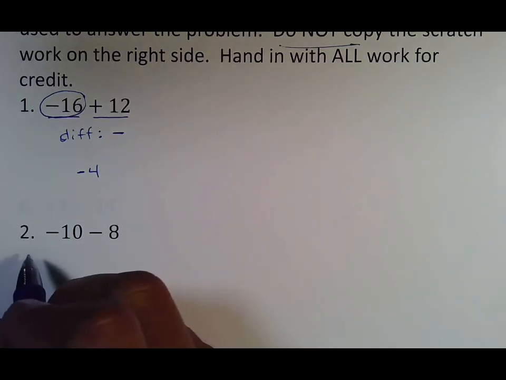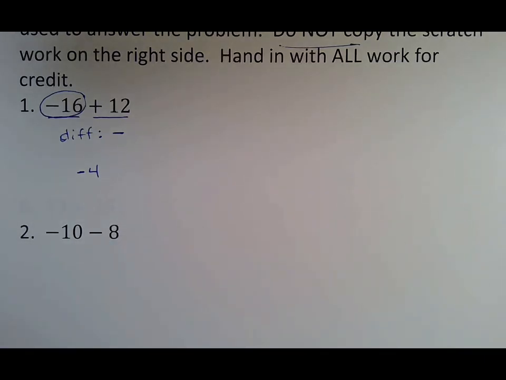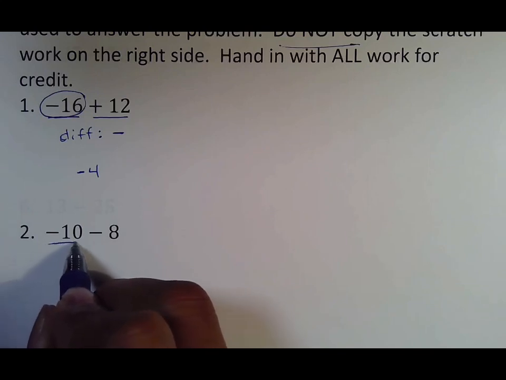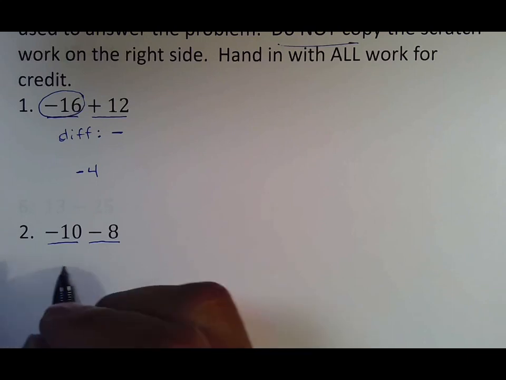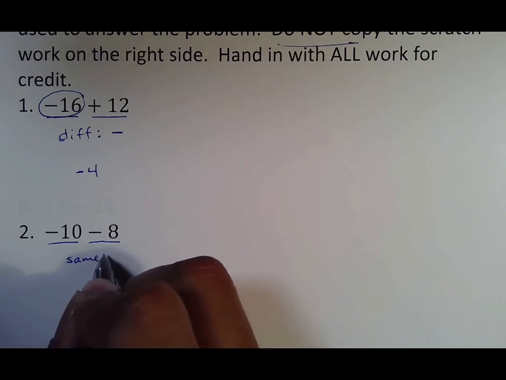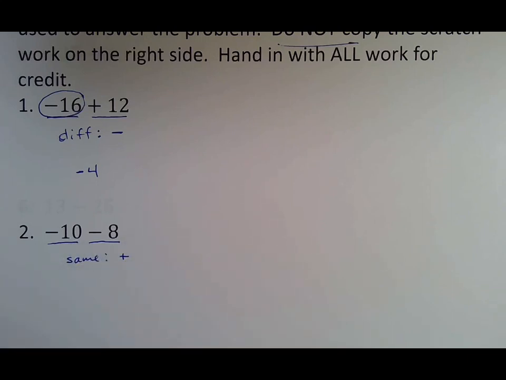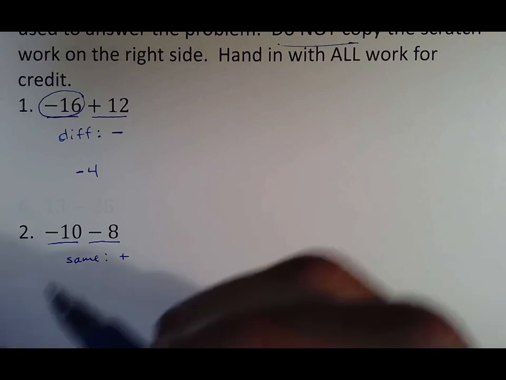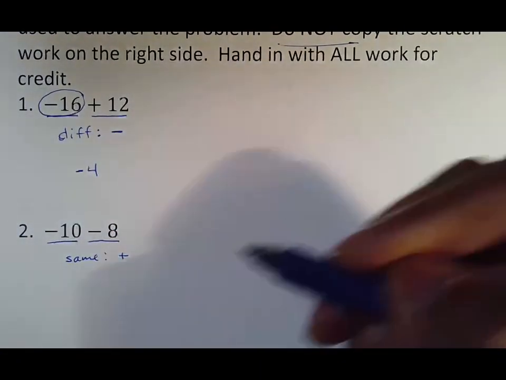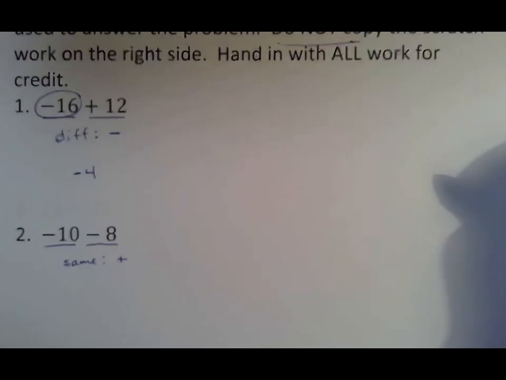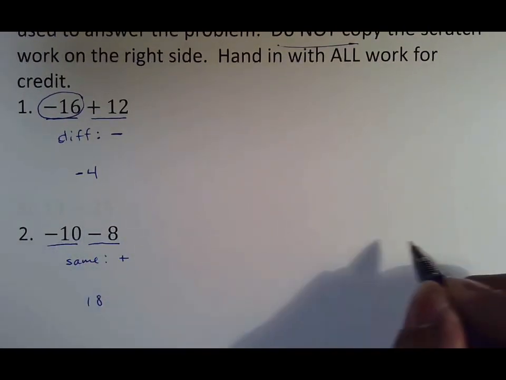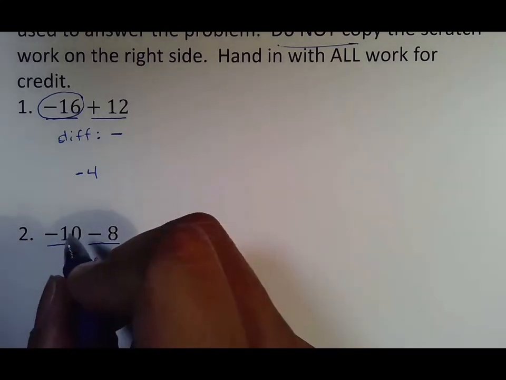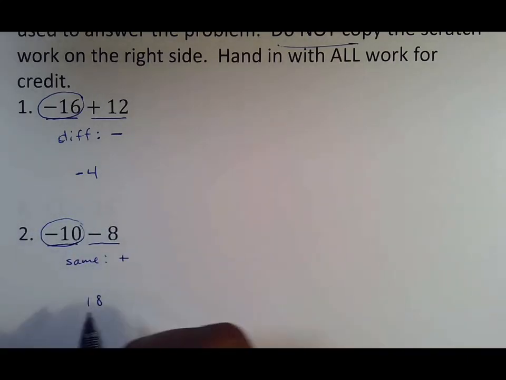Here you have negative 10 minus 8. And so again, what we're looking at is negative 10, negative 8. In this case, the signs are the same, so we will add. And again, you do want to write these words: diff for different, which means subtract, same, because the signs are the same, which means we add. 10 plus 8 obviously is 18. And then after that, because the bigger number is 10, it's going to be negative 18.